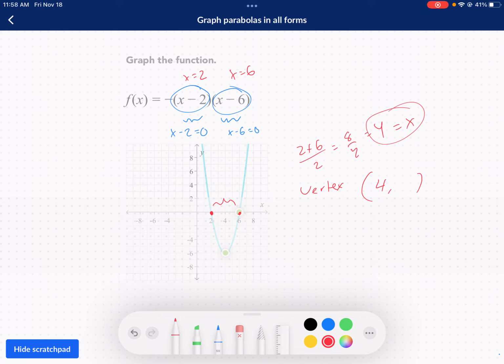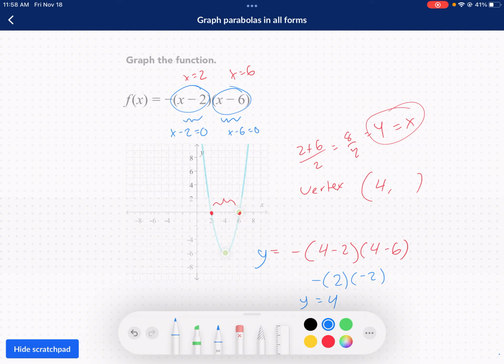How do I find my y? Well, what I do here is I just plug in 4 into my equation. So I'm going to do 4 minus 2, 4 minus 6. I wrote 4 instead of x, and then it's negative out in front, and this is going to tell me my y. So I'm going to go ahead and solve that in blue. 4 minus 2 is 2. 4 minus 6 is negative 2, and then we have that negative sign floating out in front. So that really becomes negative 2 times negative 2. That gives me a positive 4.